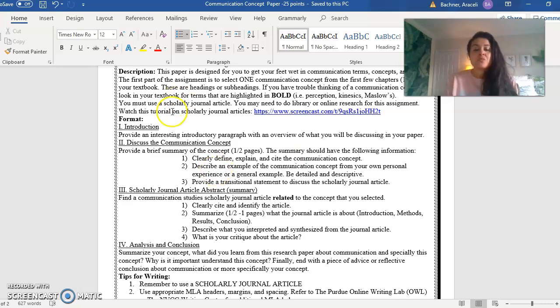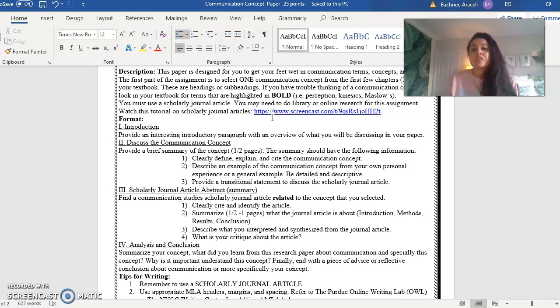The next part is you must use a scholarly journal article. Now, some of you may be familiar with scholarly journal articles, and some of you may not be. You may need to do library or online research for this assignment. So if you find your scholarly journal article on Google Scholar, that's completely fine. I do prefer that you use the library website and the resources that NOVA has for you. If you're not familiar with what a scholarly journal article is, in a nutshell, it's a professional research study written by professors or experts in the field that is peer-reviewed.